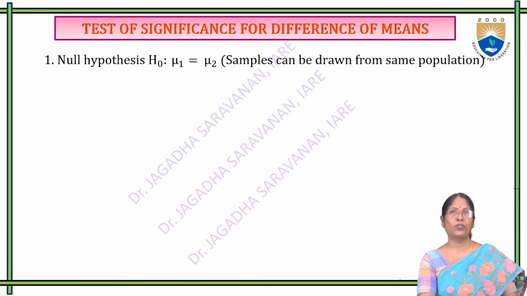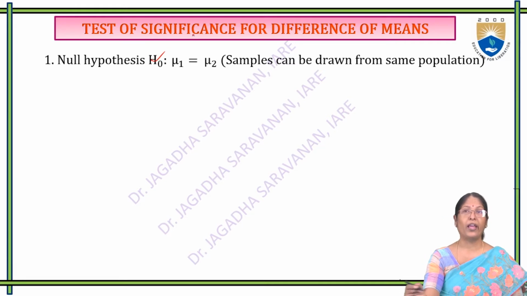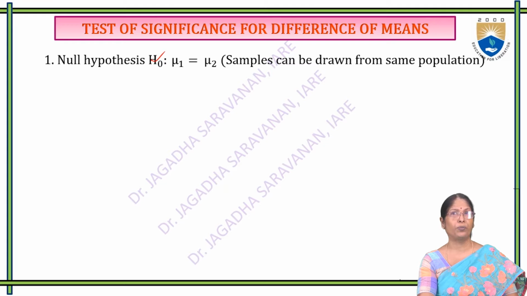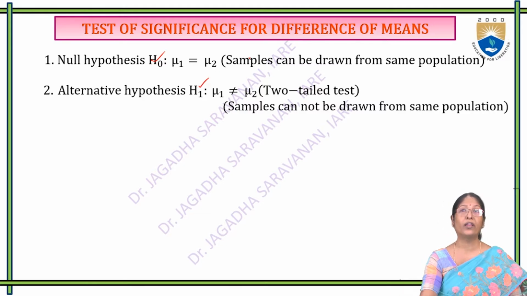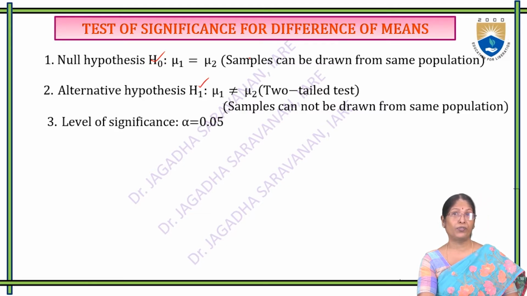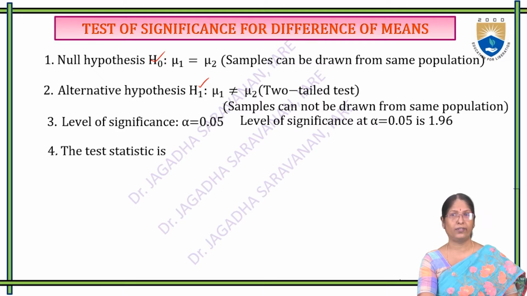So the null hypothesis, with the symbol H naught: mu1 equals mu2. Samples can be drawn from the same population. And the alternative hypothesis, a two-tailed test: the samples cannot be drawn from the same population, with the symbol H1. The level of significance alpha is 0.05, so the tabulated value is 1.96.